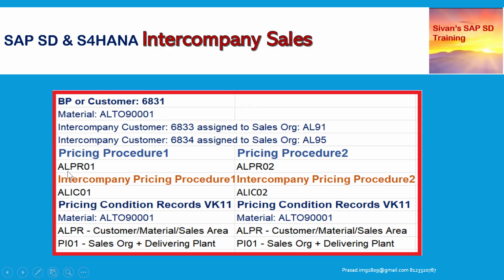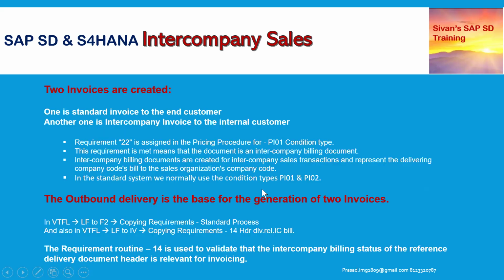So the pricing procedure 1 and 2, followed by the intercompany pricing procedure, the pricing condition records again we maintain like this with these key combinations. So in the intercompany sales scenario, the system will allow us to create 2 invoices. Why? That is what we are going to discuss. Here, the first one is the standard invoice to the end customer, and the other one is the intercompany invoice to the internal customer.